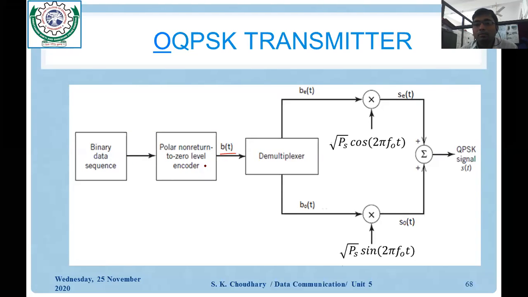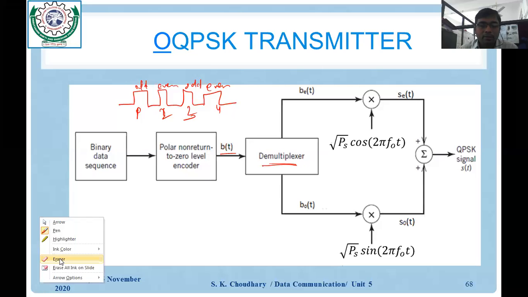So BT for binary 1 is +1 volt, binary 0 is -1 volt. And then this polar NRZ signal is given to the demultiplexer. So this demultiplexer will split this polar NRZ signal into two different parts. We know that every signal has an even component and an odd component. So suppose this is odd, the second one is even, then odd, then even, like this. Okay. So 0, 1, 2. So it is 1, 2, 3, 4, like this.